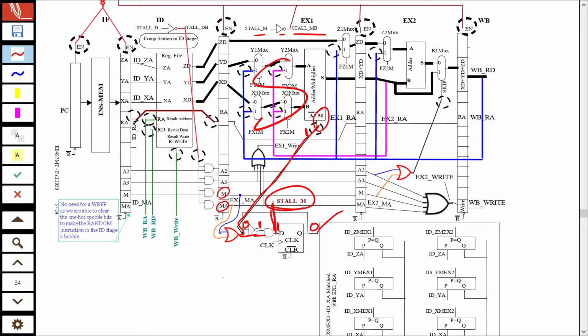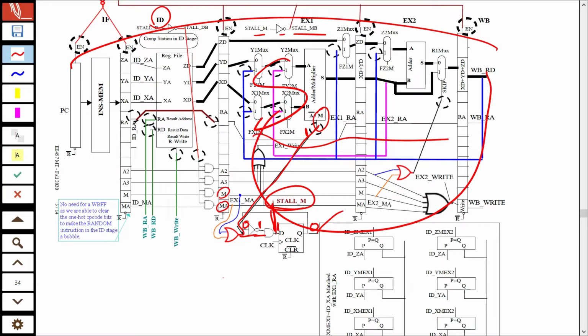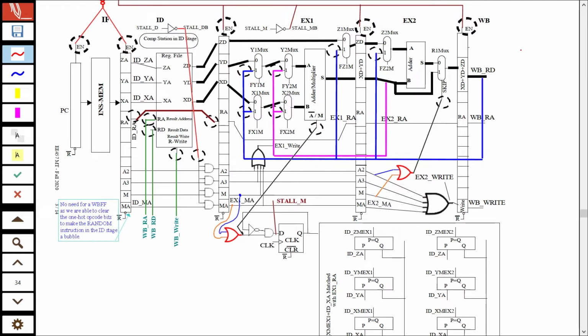And whenever you stall somebody in the middle, not ID stage but somewhere here, you have to make sure that you stall the entire pipe, because somebody may be helping me, but if I'm not moving and if these are not stalled, he can move out and we lose that help. So we stall the entire pipe in such cases.